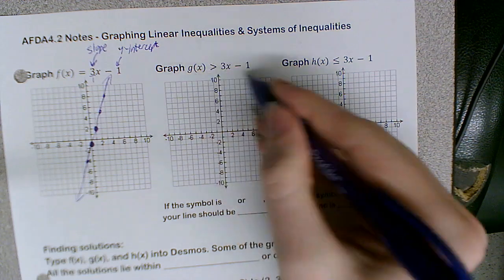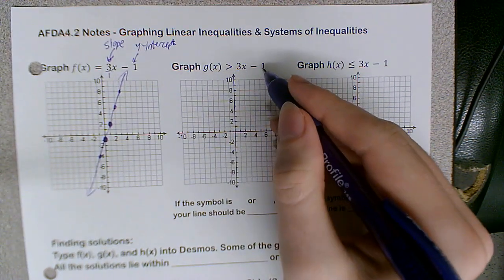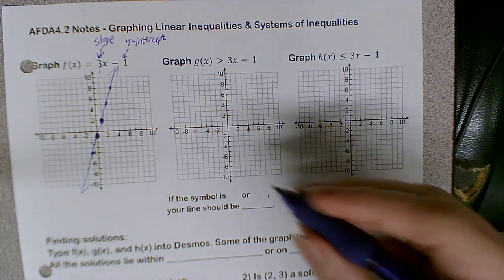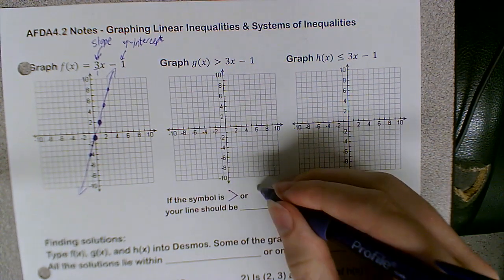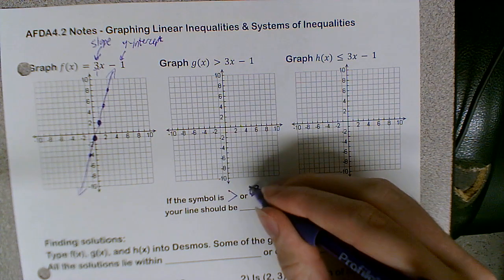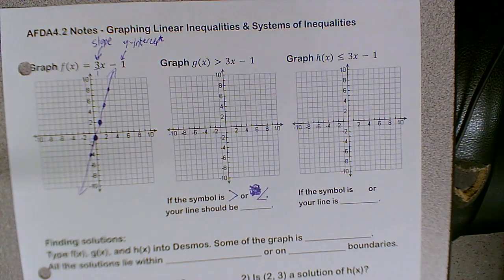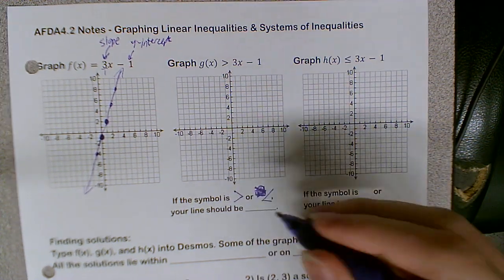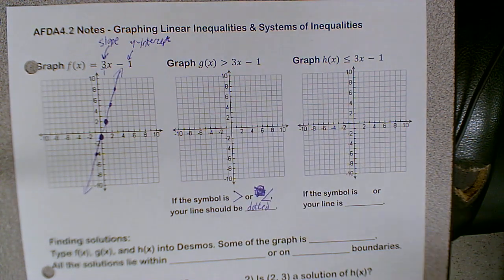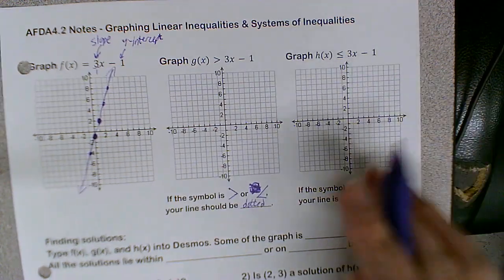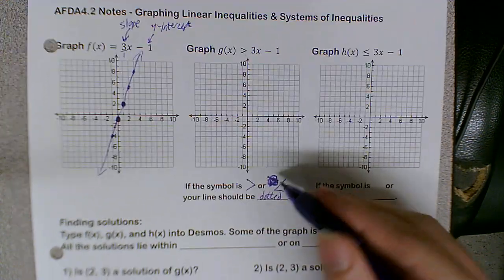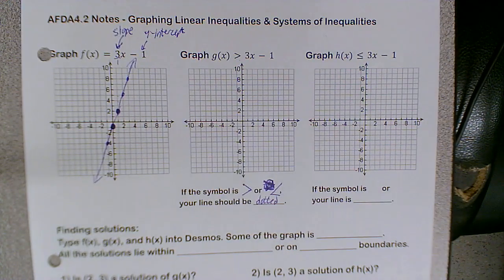So this line here is the exact same line, but this time there's a greater than symbol. Now if your symbol is just greater than or less than, with no or equal to bar like in this last example, then your line should be dotted.